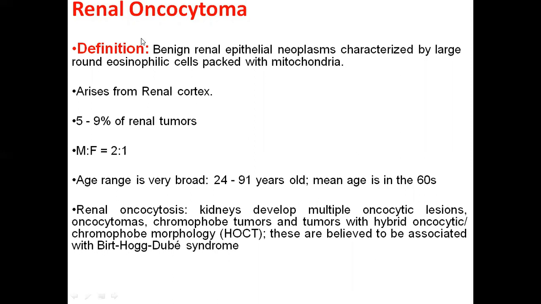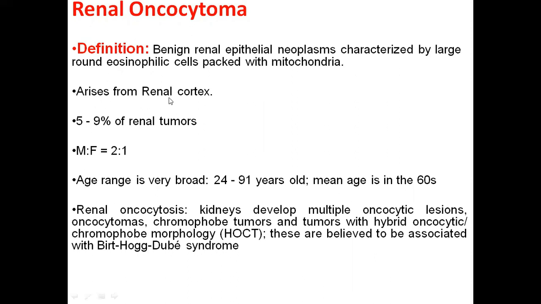So today we will discuss renal cell oncocytoma. Starting from the definition, these are benign tumors which commonly arise from the renal epithelium, specifically from the intercalated cells, which are characterized by large round eosinophilic cells which are pegged with mitochondria. We will go over the definition much more when we discuss the histology.